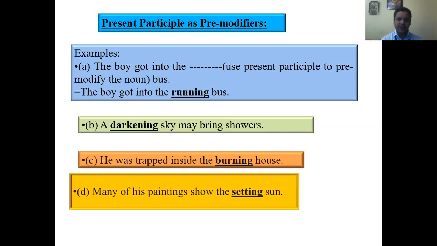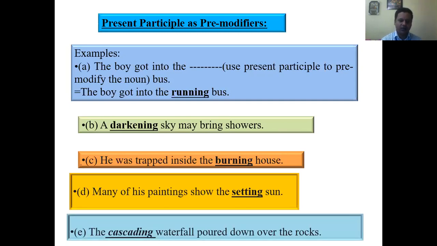Another example, many of his paintings show the setting sun. Setting sun, pre-modifying the noun sun. So setting is present participle, sitting before the sun acts as pre-modifiers. Another example, the cascading waterfall poured down over the rocks. Cascading is present participle, verb plus ing. Here it works as an adjective, and sitting before the noun waterfall, it functions as pre-modifier.